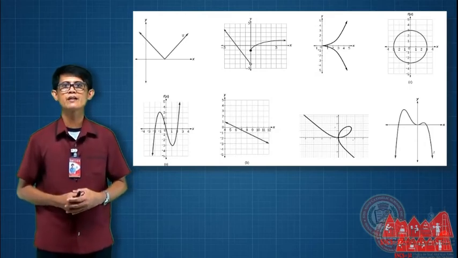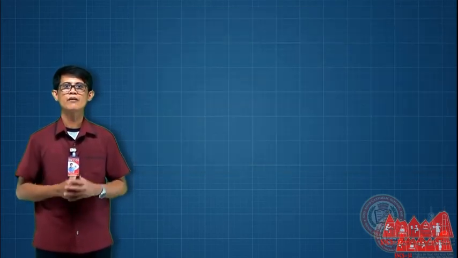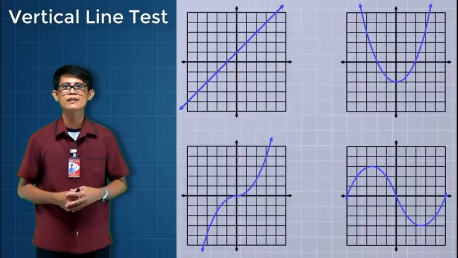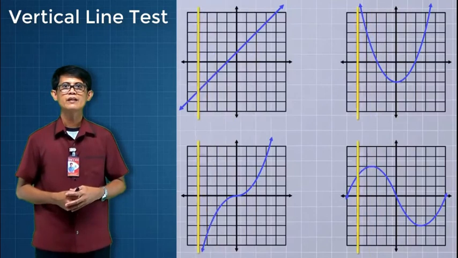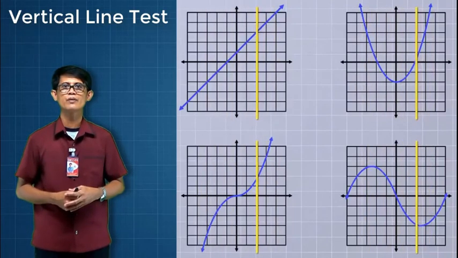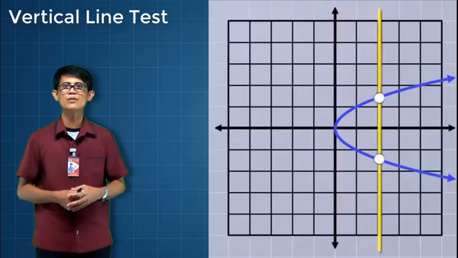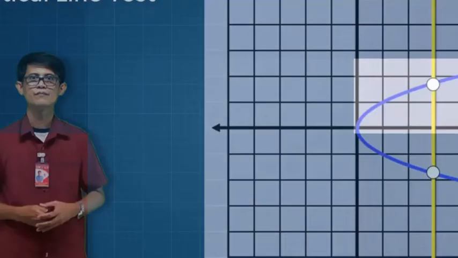We can easily identify a graph of a function by using a vertical line test. It's like a vertical line scanner that moves from left to right. If the vertical line touches only one point as it moves along the graph, then that graph is a function. If the vertical line touches two points or more, then it's not.